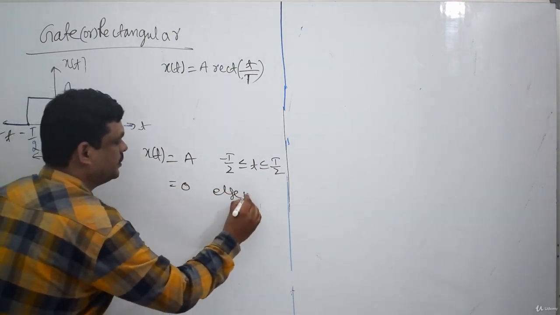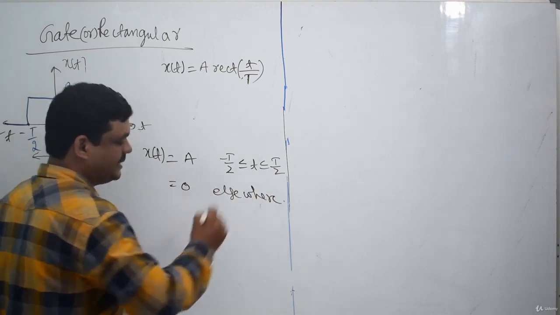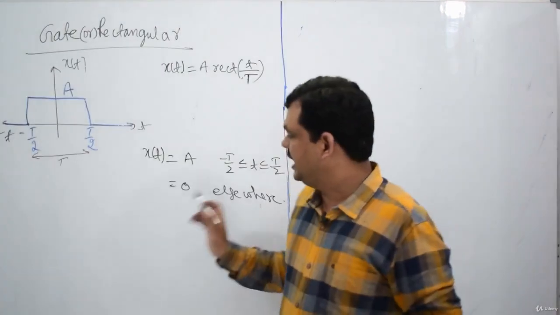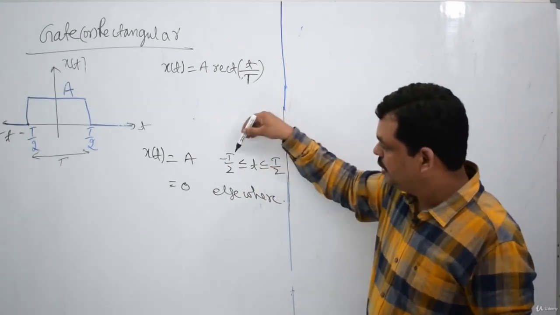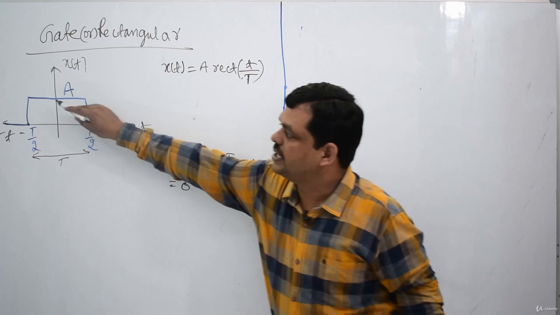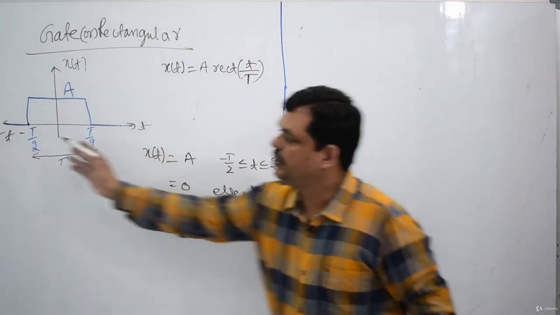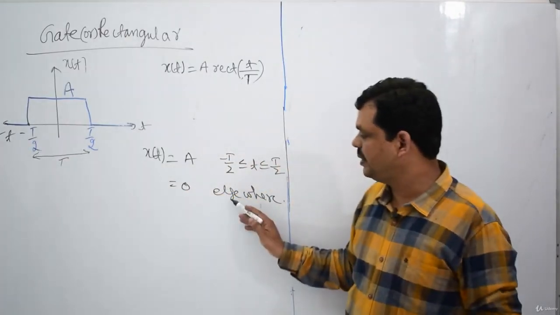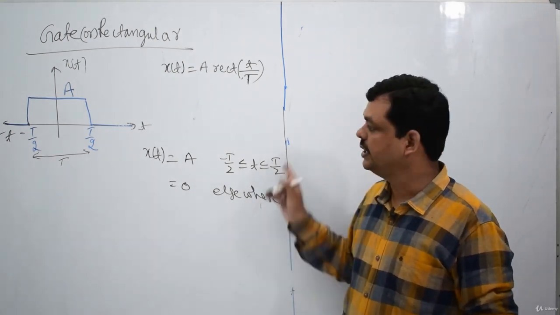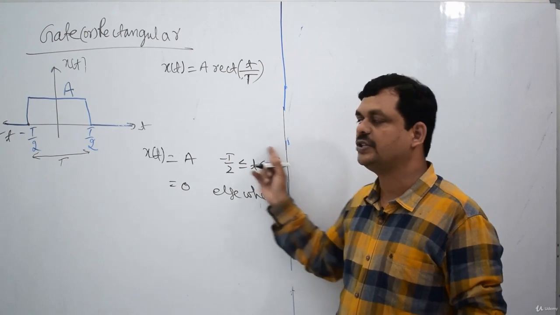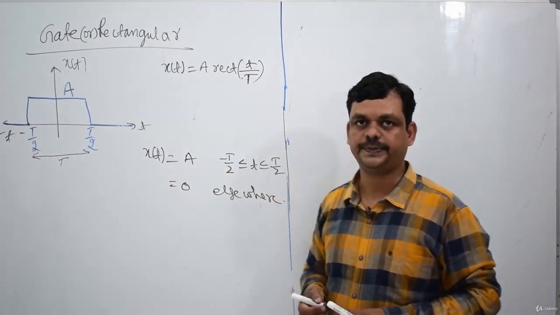0 elsewhere. This elsewhere explains the remaining conditions. Other than these conditions, within this time period it has constant amplitude, and on this side it is 0 and on this side it is also 0. That is explained by elsewhere. So x of t is equal to 0 elsewhere. This is another functional representation of the rectangular function.